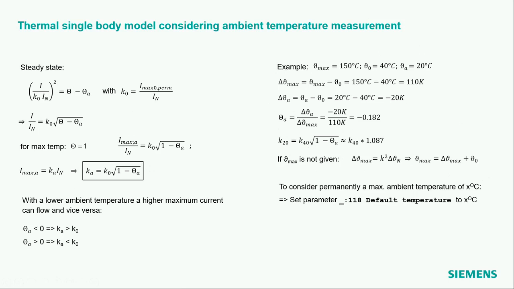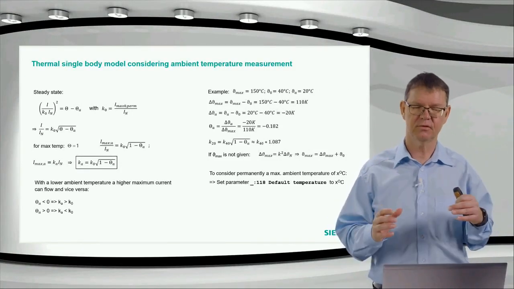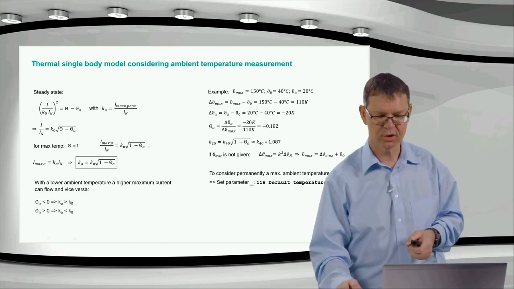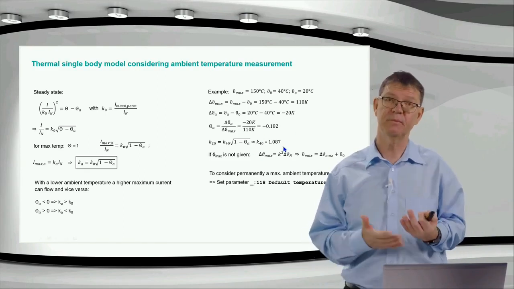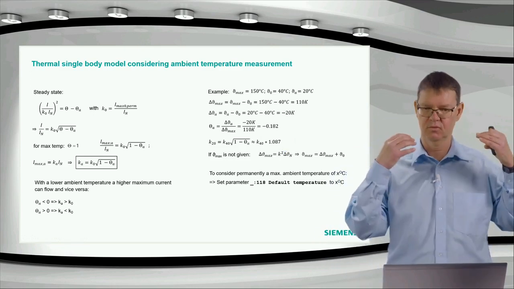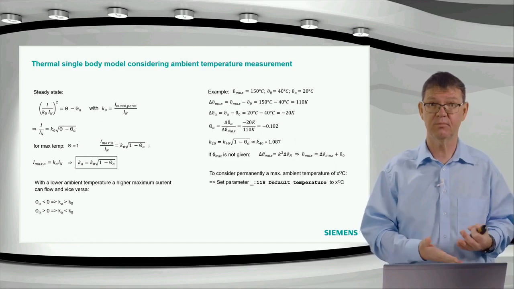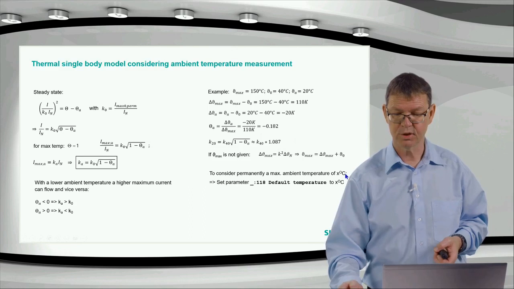Okay, so now we have two possibilities. Either when it's permanently just 20 degrees and not 40 degrees, then I could set the K factor to a higher value, so the one which I calculate here, like that. The other possibility is to say, okay, the K factor is always the one under reference temperatures. And I have a setting here called default temperature.